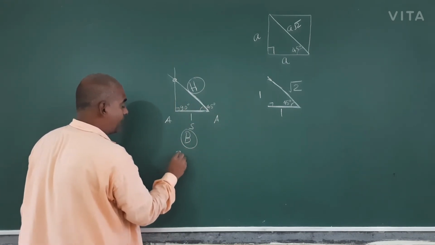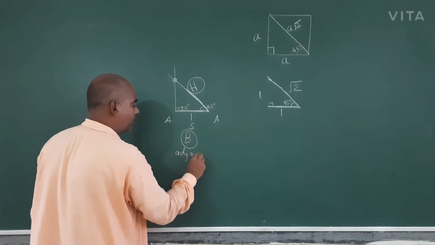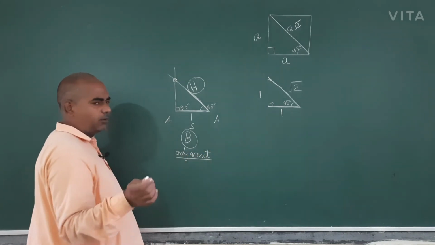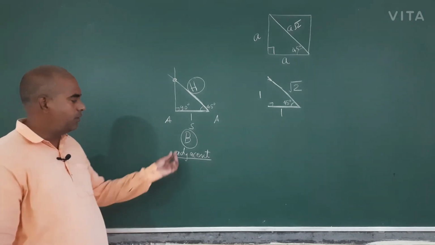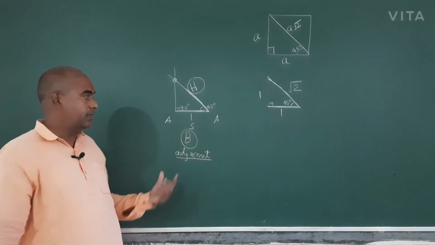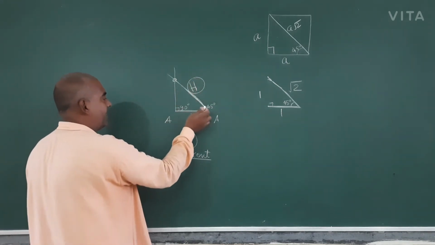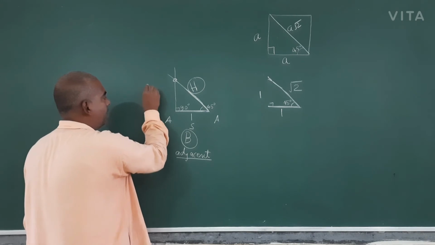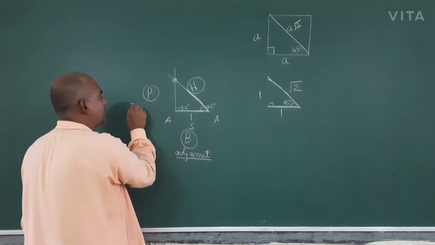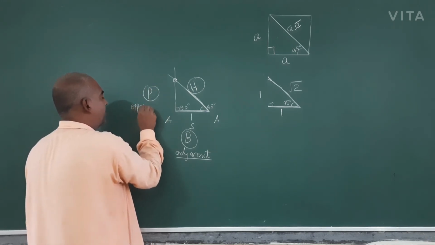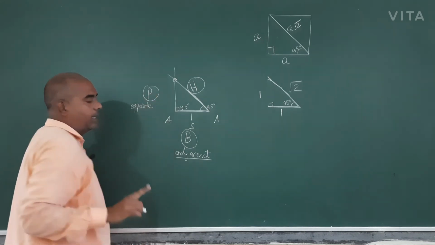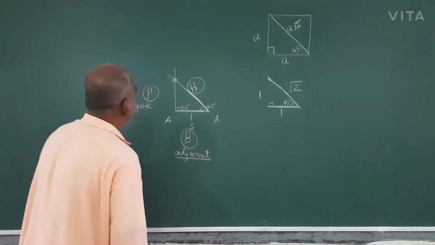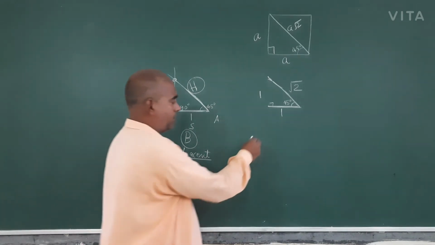The base is sometimes called adjacent in your book. No one will ask about these definitions, so don't worry about base and adjacent. The hypotenuse is fixed, and this is called the opposite side, here we say perpendicular, but perpendicular means 90 degrees, as I told you in that video. So what about sine 45, cos 45?